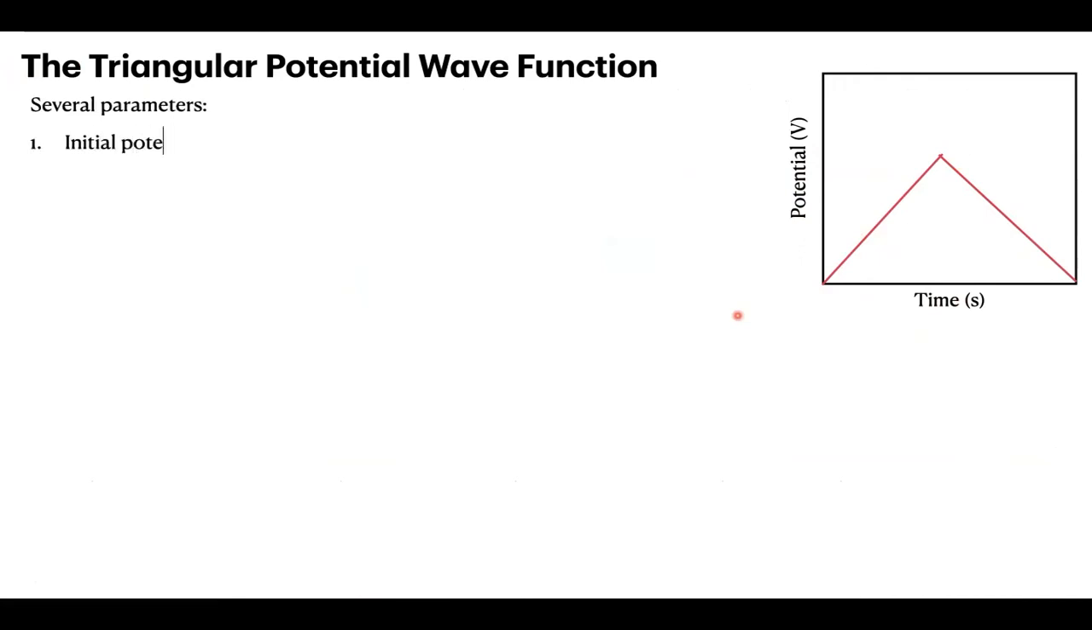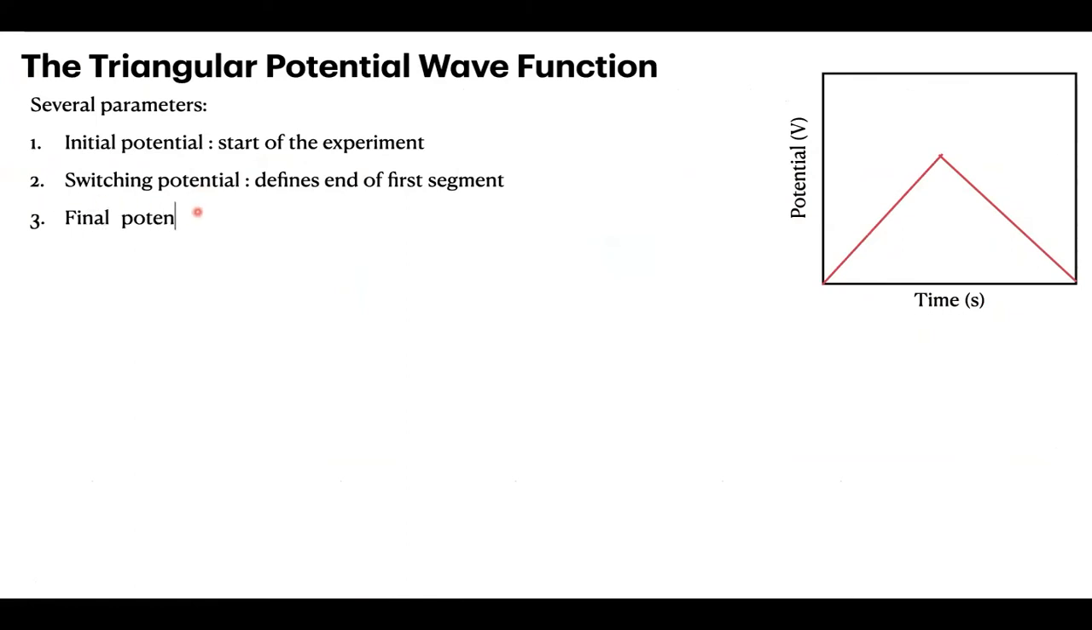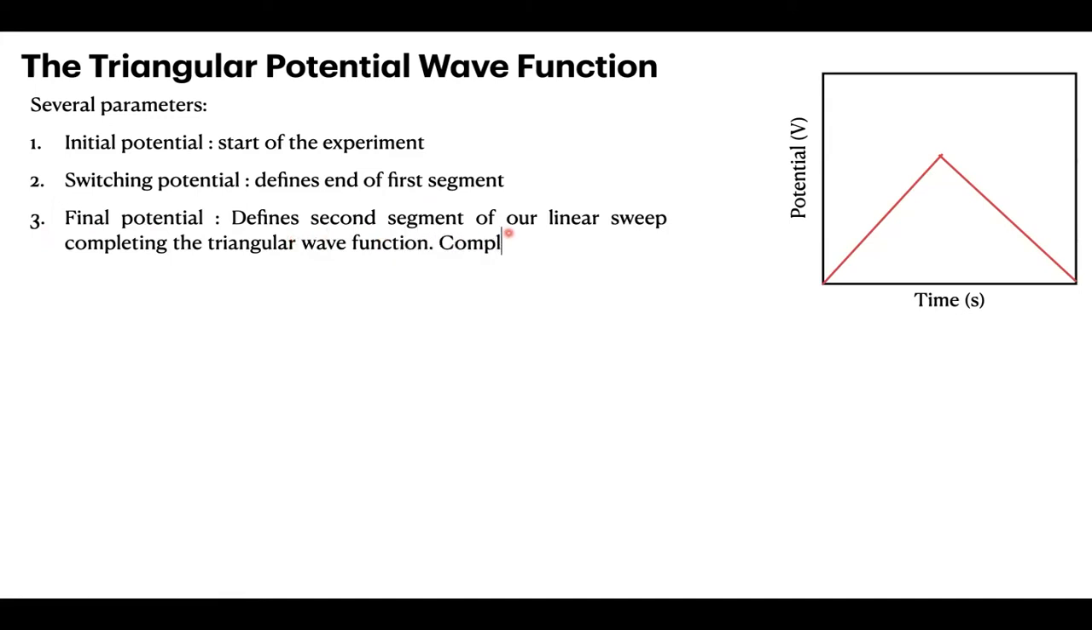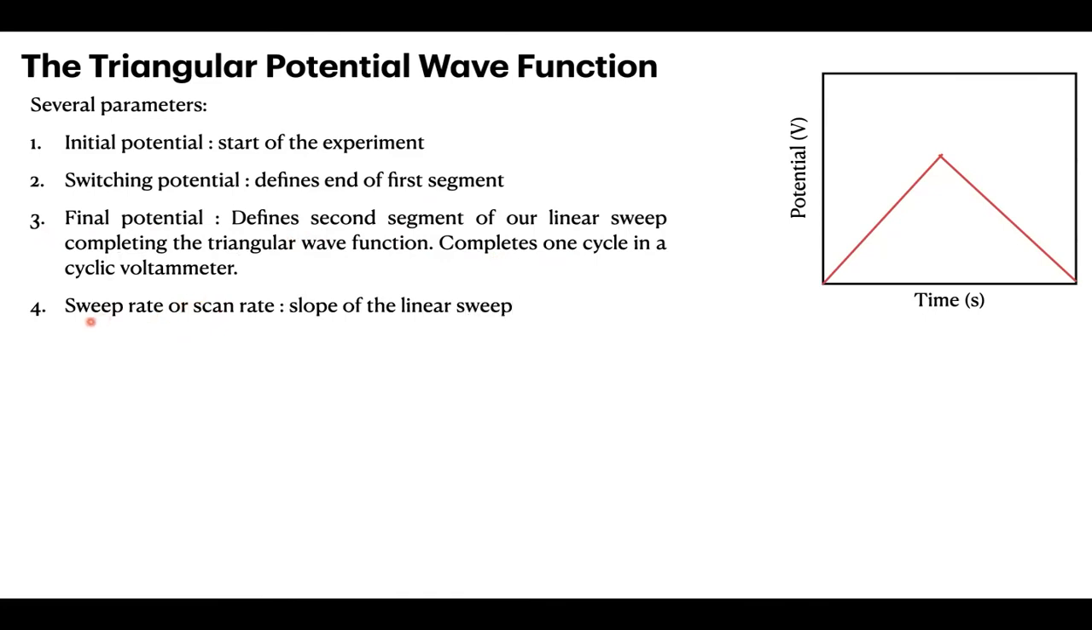We have several parameters for this particular plot. The first one is the initial potential. It is the potential at the start of the experiment. Second is the switching potential, which defines the end of the first segment. The final potential is the one which defines the second segment of our linear sweep, completing the triangular wave function. It completes one cycle in a cyclic voltammetry experiment. And the fourth one is the sweep rate or scan rate. It's just the slope of the linear sweep.